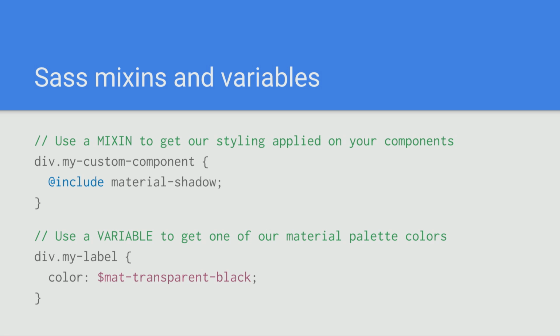So instead of having all these random variables for material shadow, now we can just say we want this component to have material shadow, and it automatically gets it. And it's clear that that's what the developer was trying to do. You're not copy and pasting these values from somewhere.